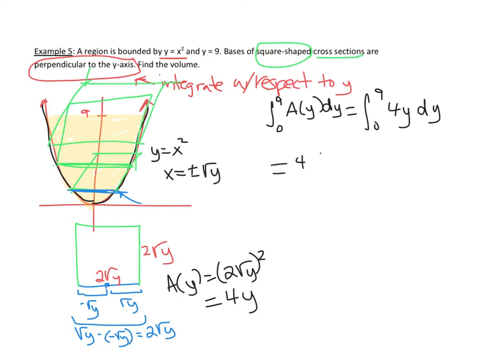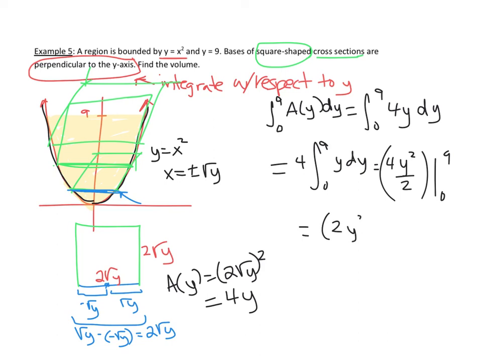So I usually like to pull the 4 out front, by the way. And I get y dy, which gives me 4 times y squared over 2 from 0 to 9. You can either pull the 4 out front until the very end, or you can just rewrite it as 2y squared right now. Either way, you get 2 times 81, which ends up giving you 162.